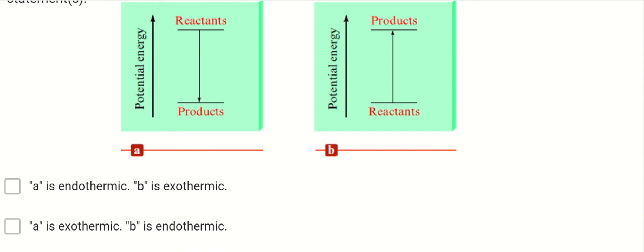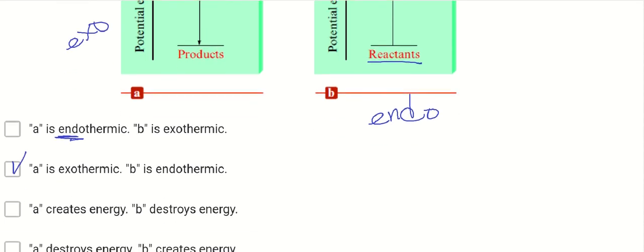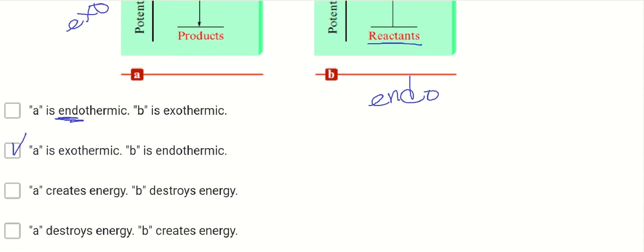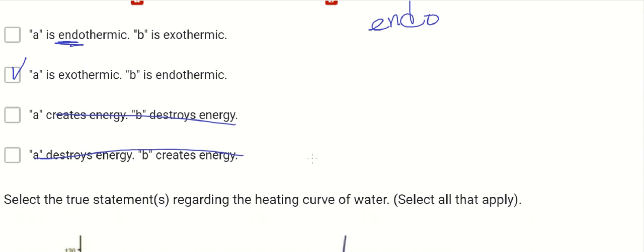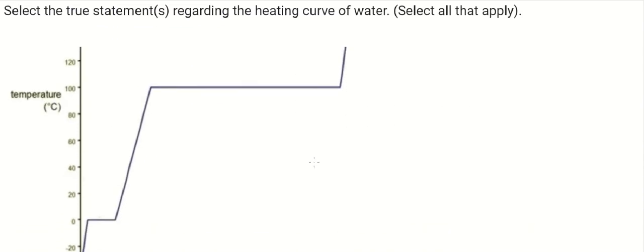A is endothermic. Endothermic means it's absorbing energy. So the reactants are absorbing energy, and therefore the products will end up with more energy. So this is endothermic, and this is exothermic. So A is exothermic, B is endothermic. That one is true. What else? Well, these violate the conservation law, so neither of them is true. The answer is the second choice on my screen, but your choices are all shuffled around.